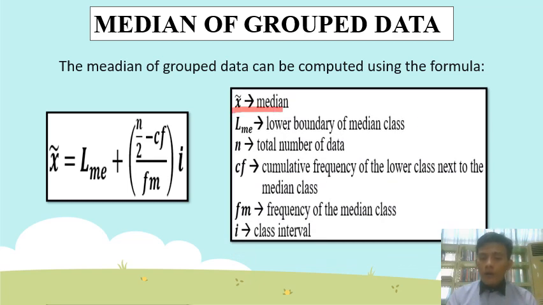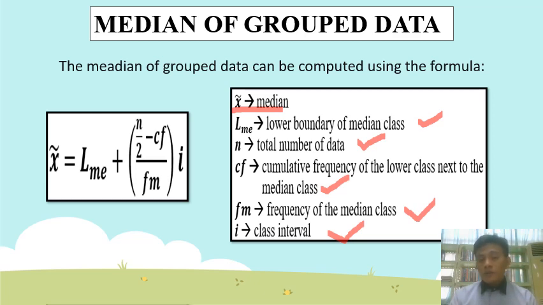This will be for the lower boundary of the median class. n is for the total number of data. CF is for the cumulative frequency of the lower class next to the median class. Fm is the frequency of our median class. i is our class interval.